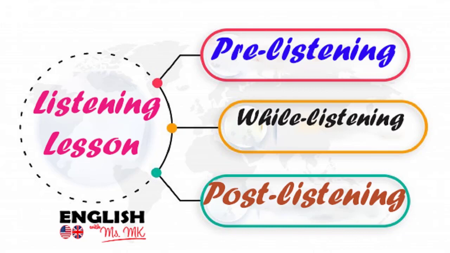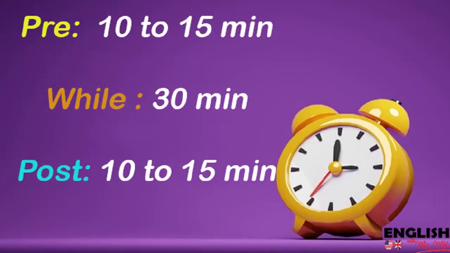Now, concerning the time which should be devoted to each stage. In the pre-listening, just devote from 10 to 15 minutes. I'm talking about the normal time in session. When you have 1 hour, in the pre-listening, you're going to devote 10 to 15 minutes, enough. For the while listening, you're going to devote 30 minutes. Maybe less, maybe more, but the average is 30 minutes. And in the post-listening, you're going to devote from 10 to 15 minutes.